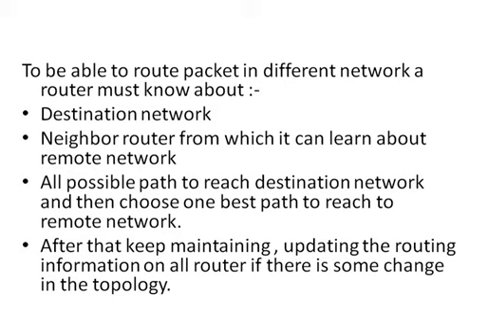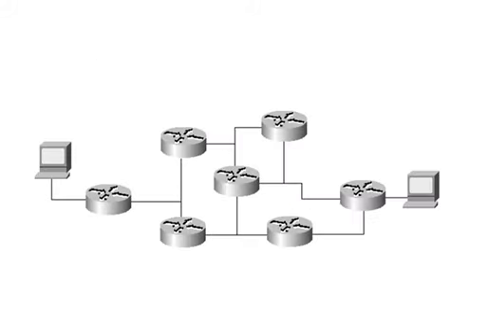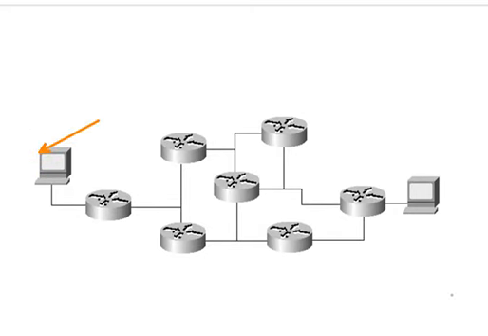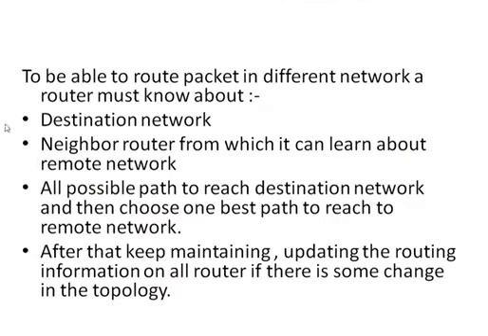What are the basic requirements to route a packet from one network to another network? If this machine needs to send some data from this network to this network, what are the basic requirements at this end? What should this router know to send the packet up to this destination? Very first, it requires a destination network where the packet has to be sent. Neighbor routers from which it can learn about the remote network. Who will tell me how I can reach that network?